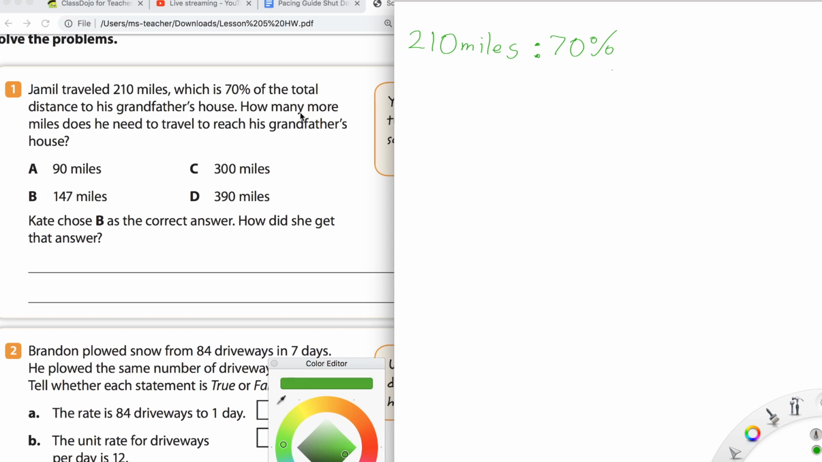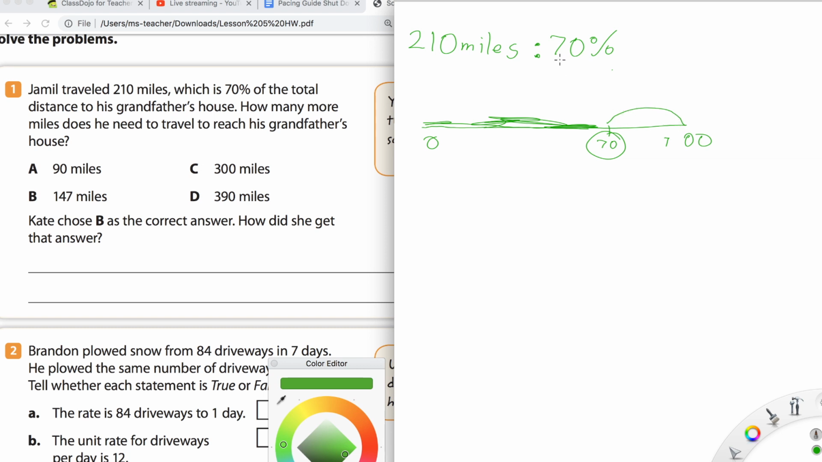Now, whenever we see how many more, remember we need to subtract, but that's going to be at the end. Right now, let's figure out what this problem is saying. Jamil traveled 210 miles, which is 70%. So if this is 100%, he only traveled up to 70%, and now he still needs to travel this much to his grandparents' house.